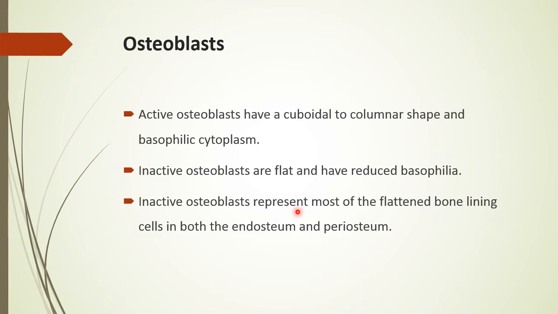Inactive osteoblasts also represent most of the flattened bone lining cells in both the endosteum and periosteum. In the endosteum and periosteum, these are connective tissues. Periosteum surrounds the bone, endosteum is on the inner surface of bone. We'll talk about them later.